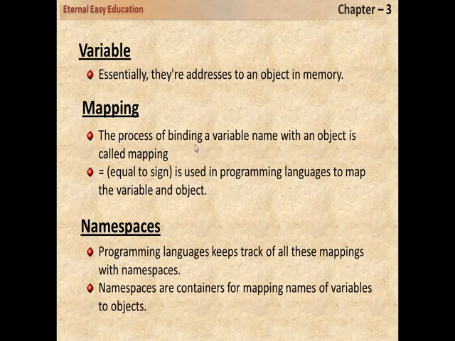Mapping means nothing but the binding of a variable name with an object. Variable, mapping and namespace are interlinked topics. So the process of binding a variable name with an object is called mapping. The binding is done using the equal symbol. The programming language keeps track of all these mappings with the namespace. The namespaces are containers for mapping names of variables to objects.